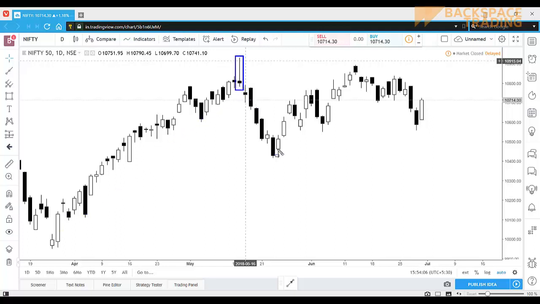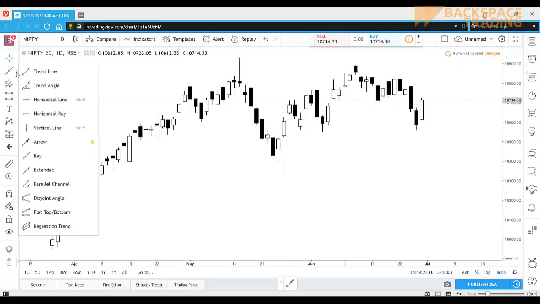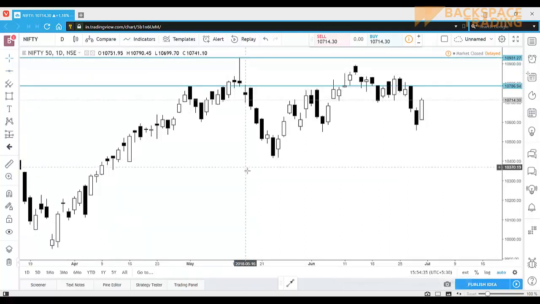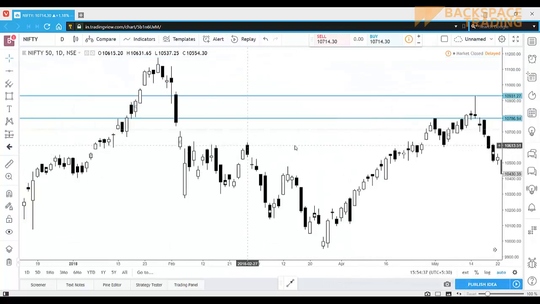It came down. But that is not how we will take a trade, right? You should know that if there is a shooting star, go back in time. How do we go back in time? Let's mark the high and the low of the shooting star first. Let's go back in time.